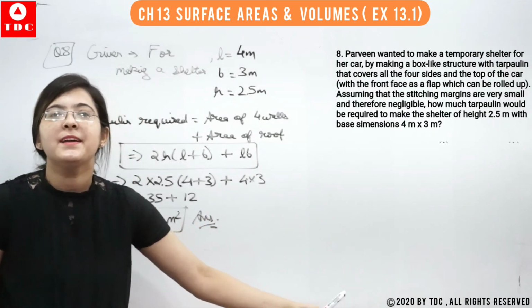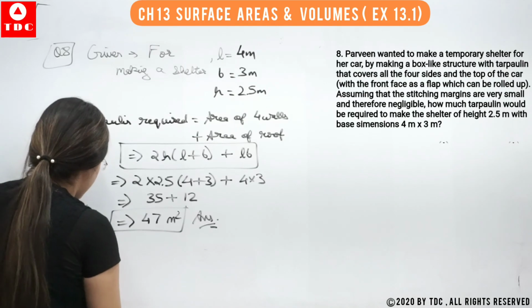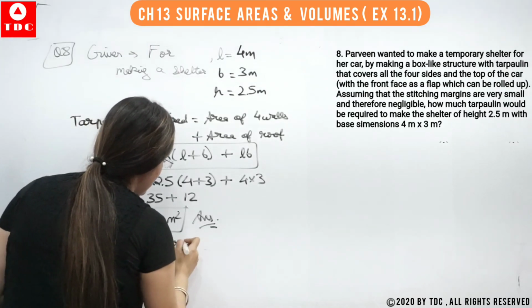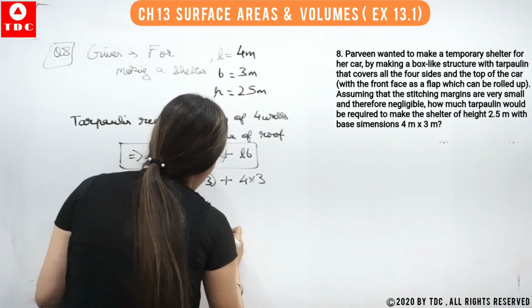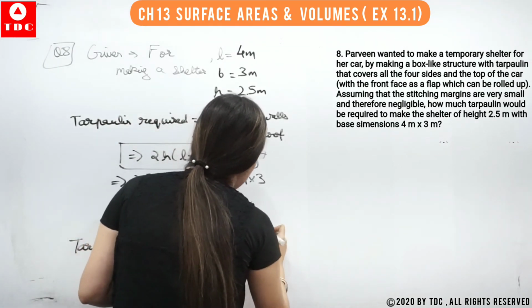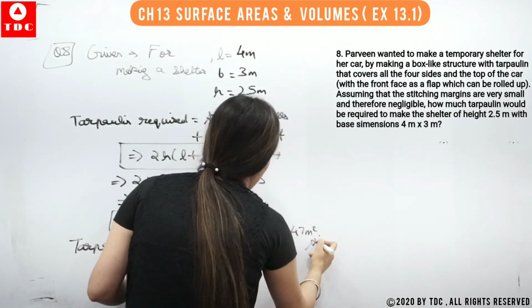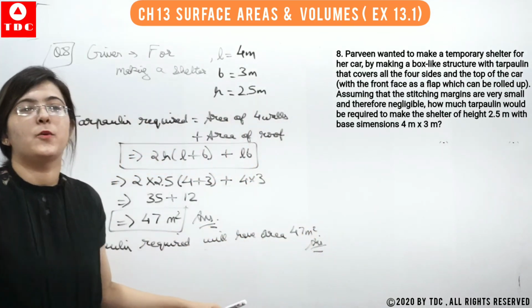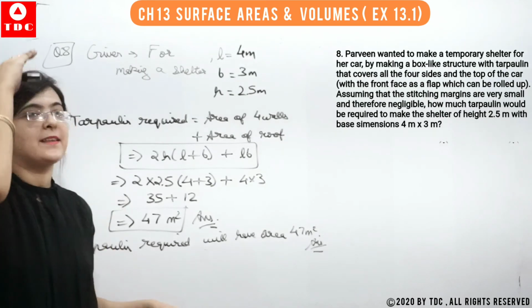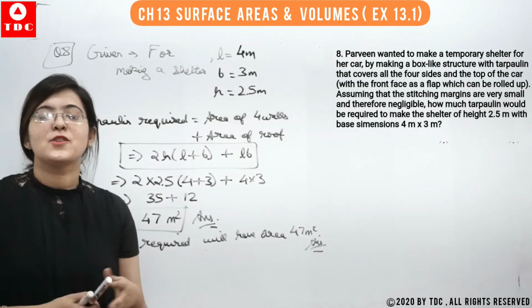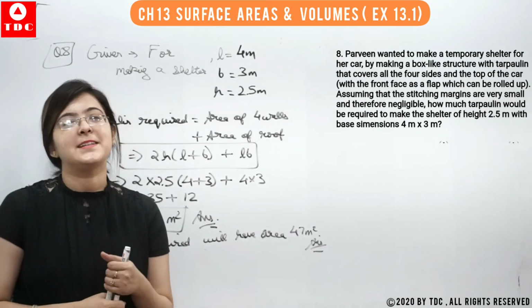What will you write? Tarpaulin required will have area 47 meter square. That means this much area is required for the cloth to make the shelter by Parveen. Okay, this was very easy. So this completes your exercise 13.1.